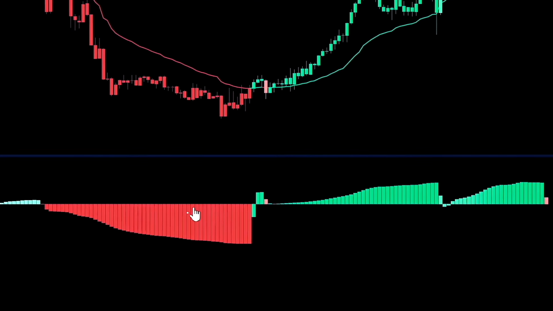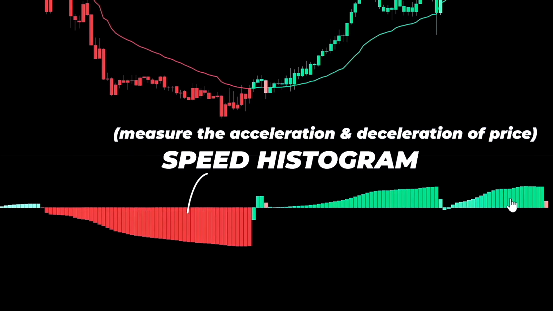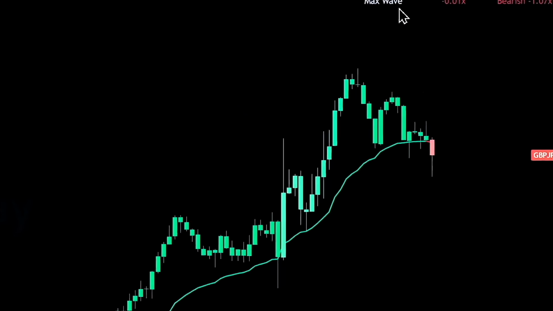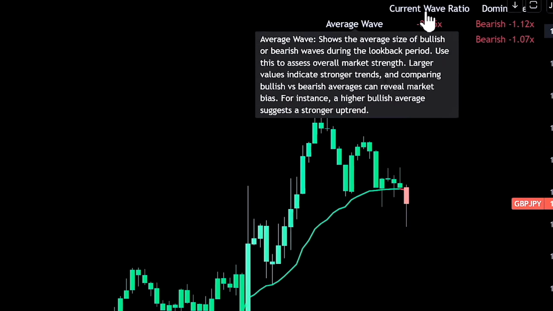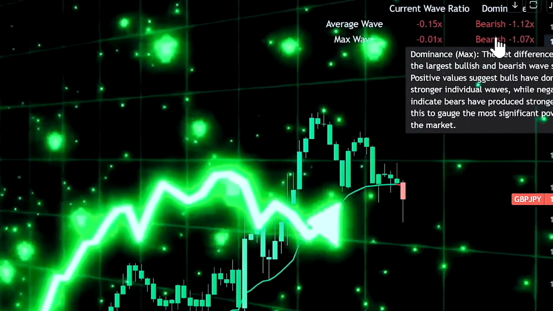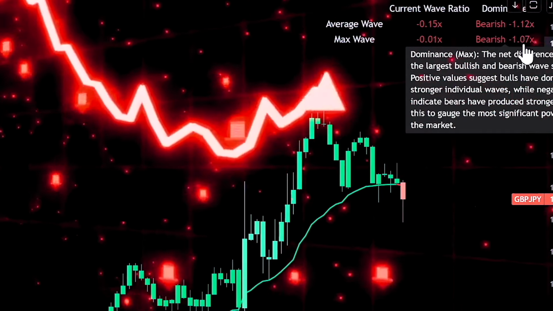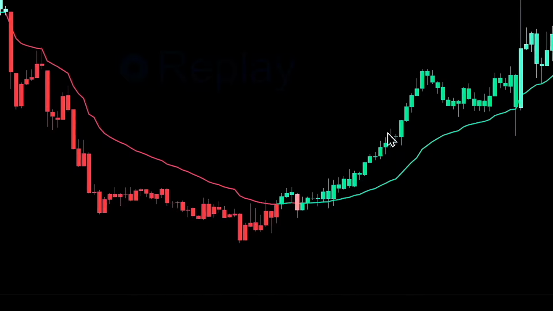At the bottom, you'll see the speed histogram, the heart of the indicator, tracking price acceleration and deceleration. Then there's an optional info table you can toggle on or off, comparing current market waves to historical patterns. It shows average and max wave sizes, a current wave ratio, let's say over 1 means the trend's picking up steam, and dominance, positive for bulls, negative for bears. You can also color code candles based on the trend for a visual boost.